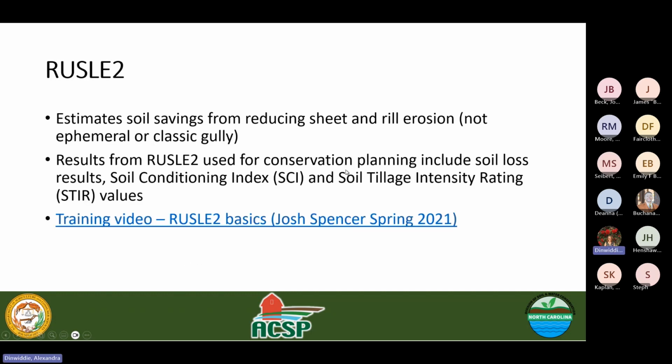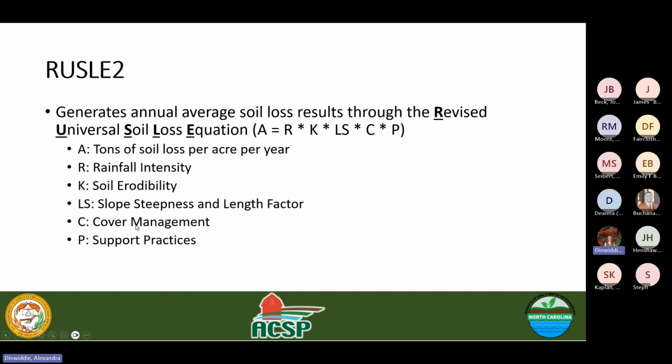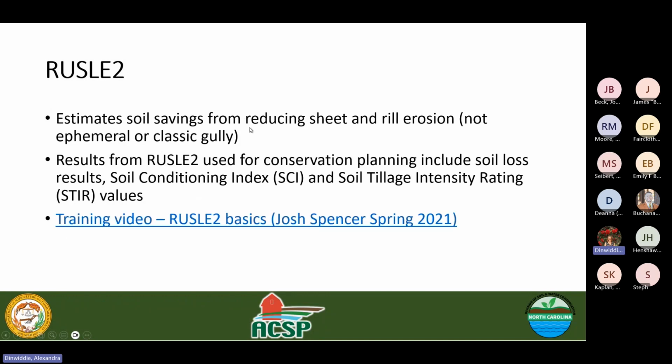So RUSLE, just for background, estimates soil savings from reducing sheet and rill erosion. So it doesn't calculate ephemeral or classic gully. And so with that, the practices within RUSLE 2 that impact that C and P factor are really those practices that will have an impact on reducing sheet and rill erosion on a field.